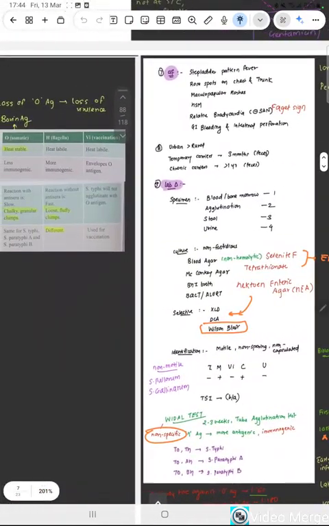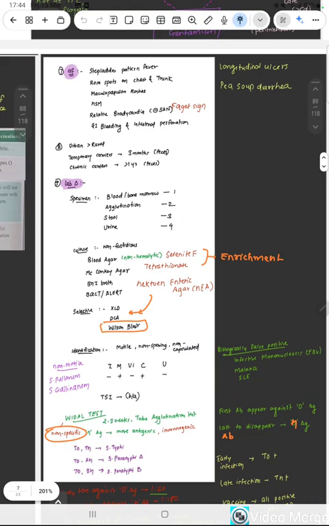Then the clinical features: it leads to a stepladder pattern of fever, rose spots on the chest and trunk, maculopapular rashes, hepatosplenomegaly, relative bradycardia, which is Faget sign, and GI bleeding and intestinal perforation. Apart from that, it leads to longitudinal ulcers and pea soup diarrhea. It is more common in urban populations compared to rural populations. Temporary carriers are for 3 months and chronic carriers are for 1 year.